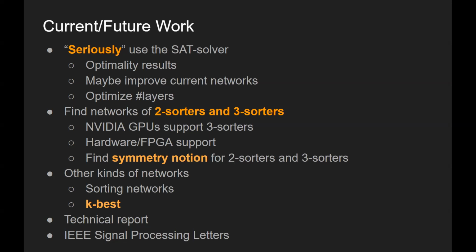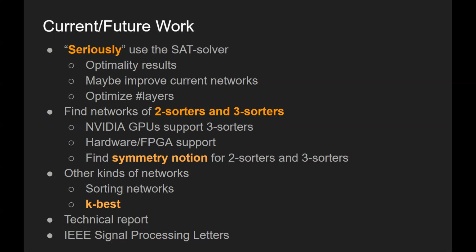And then I think, okay, if I can extend that to 2 sources and 3 sources, why is that? Because NVIDIA GPUs support 3 sources. There's one instruction that computes the maximum of 3 numbers, the middle of 3 numbers, and the smallest of 3 numbers. So that's a very cheap 3 sorter. It doesn't cost 3 comparators, which is 6 min-max operations. It only costs 3. So that makes sense to have them. I should add that and compute new networks to be used on GPUs. That would be a fun thing to do.